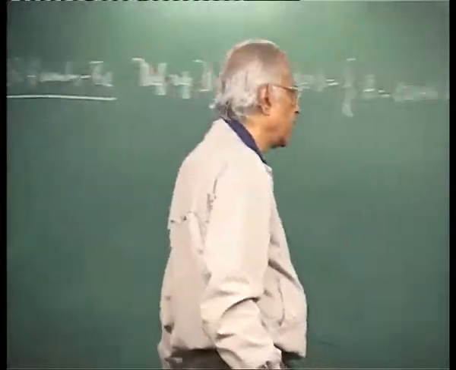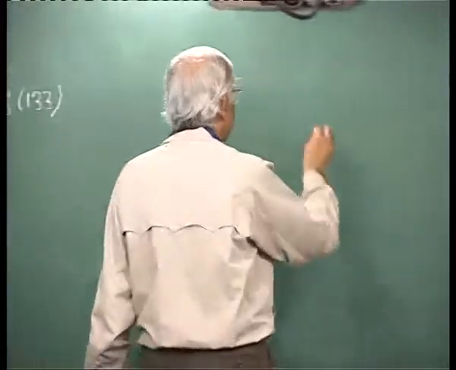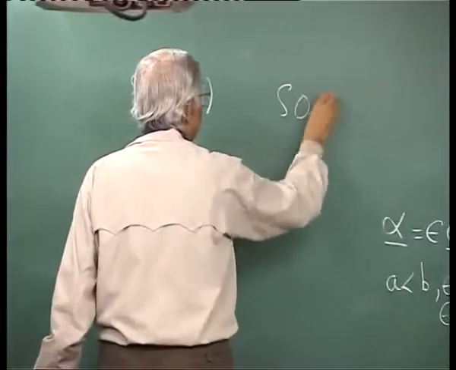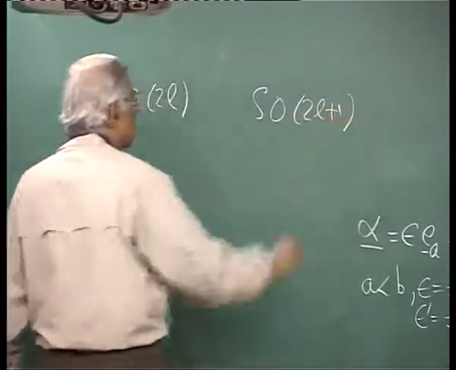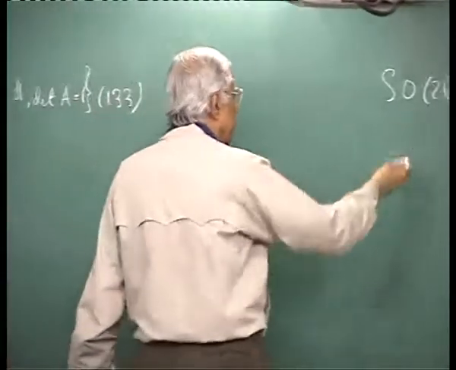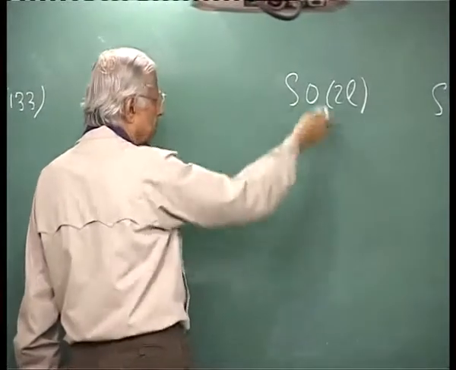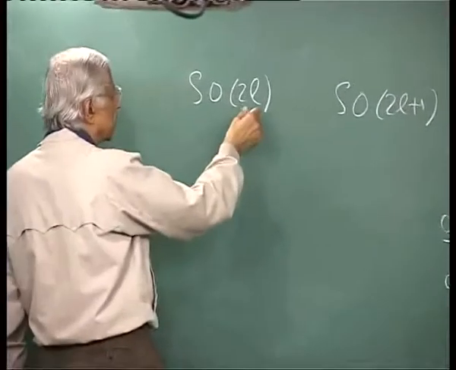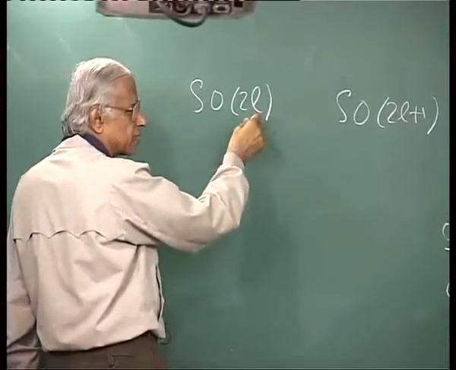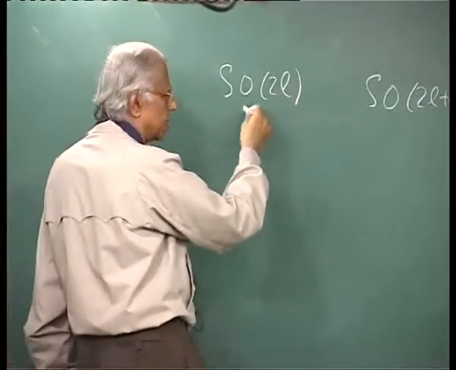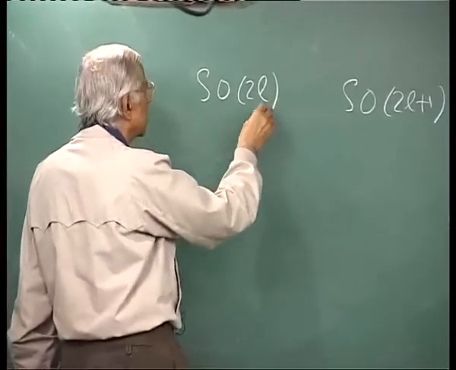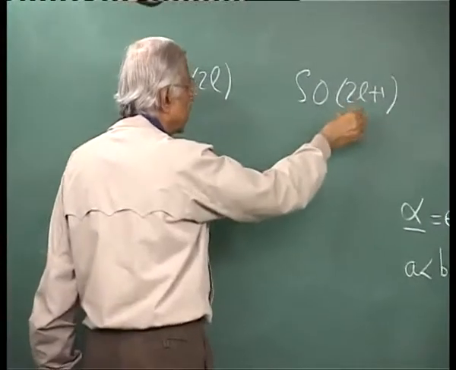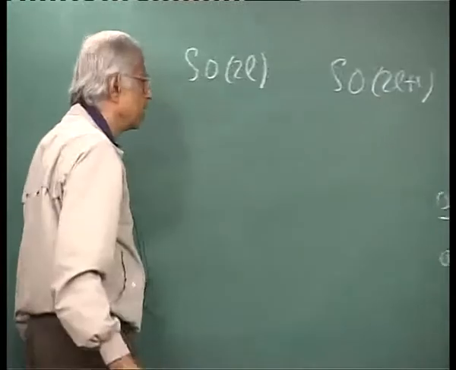Now it is quite important to realize that the first family which we studied is SO(2L), the second family is SO(2L+1). These are even dimensional real rotation groups. These are odd dimensional real rotation groups. I said yesterday, we start with 6, L equal to 3, because the earlier ones are trivial, they should be disregarded. So this is a family, SO(6), 8, 10, 12, and so on. This is a family, SO(3), 5, 7, 9, and so on.